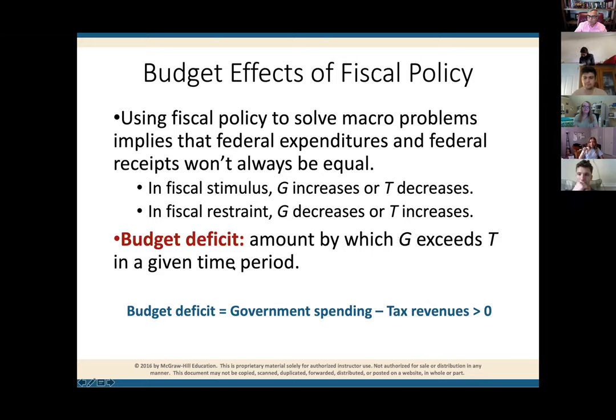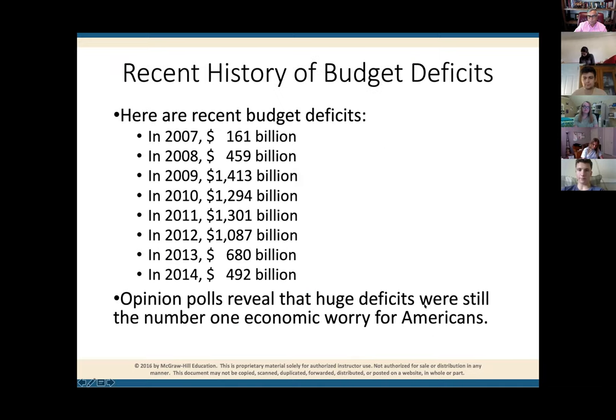in a given time period. And we measure this by fiscal years. So a budget deficit equals government spending minus tax revenues, which in most cases is greater than zero. Look at this. These are the recent budget deficits. How much money we spend above what we receive in taxes. In 2007, $161 billion. 2009, $1 trillion.